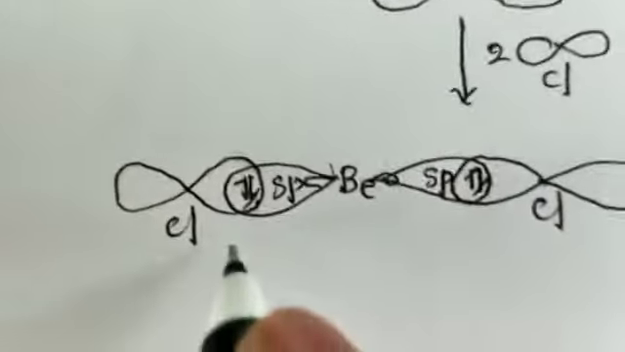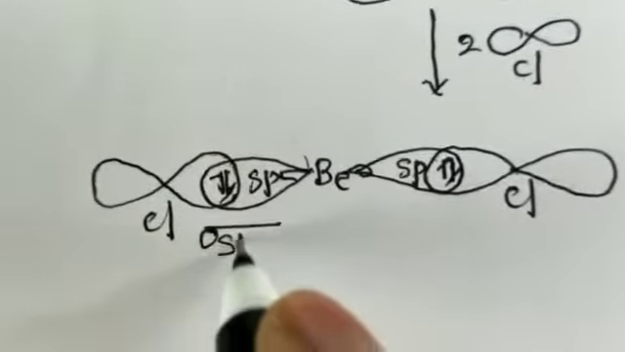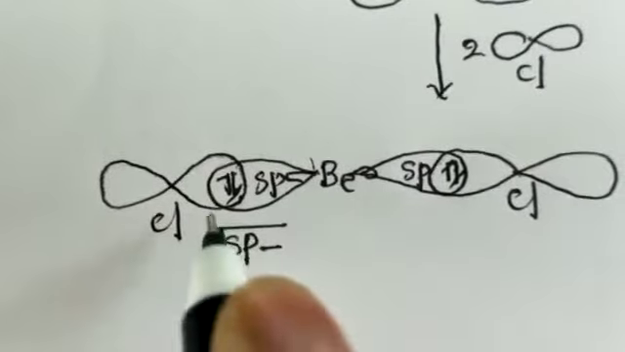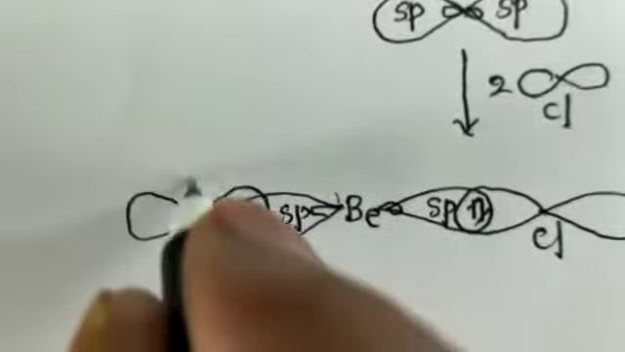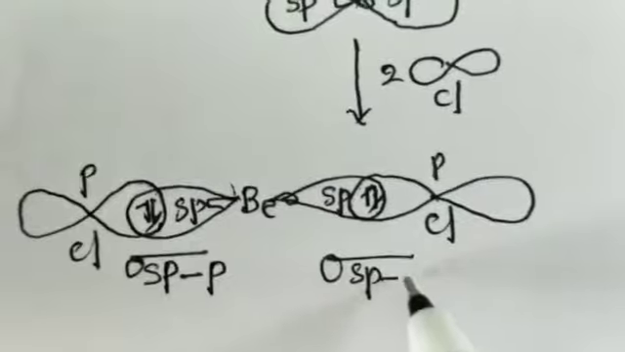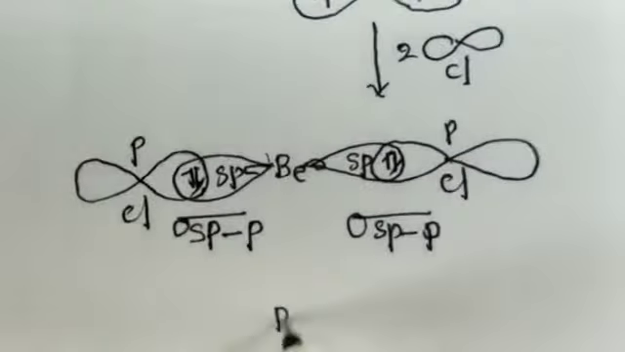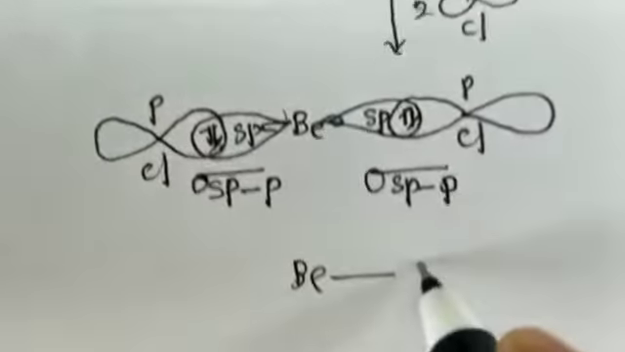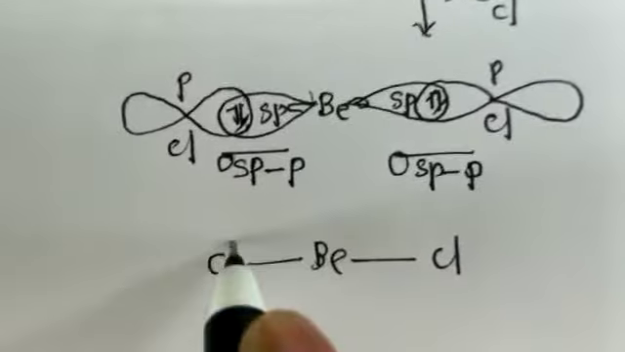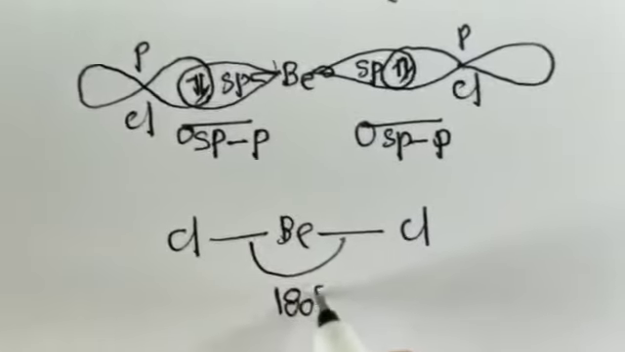So what is the overlap here? It is a sigma bond. Which orbitals are overlapping here? The sp hybridized orbital overlaps with the p orbital of chlorine. What is the sigma bond name? The sp hybridized orbital overlaps with the p orbital of the chlorine atom. So here we have sigma bonds with chlorine. How much is the bond angle here? 180 degrees.